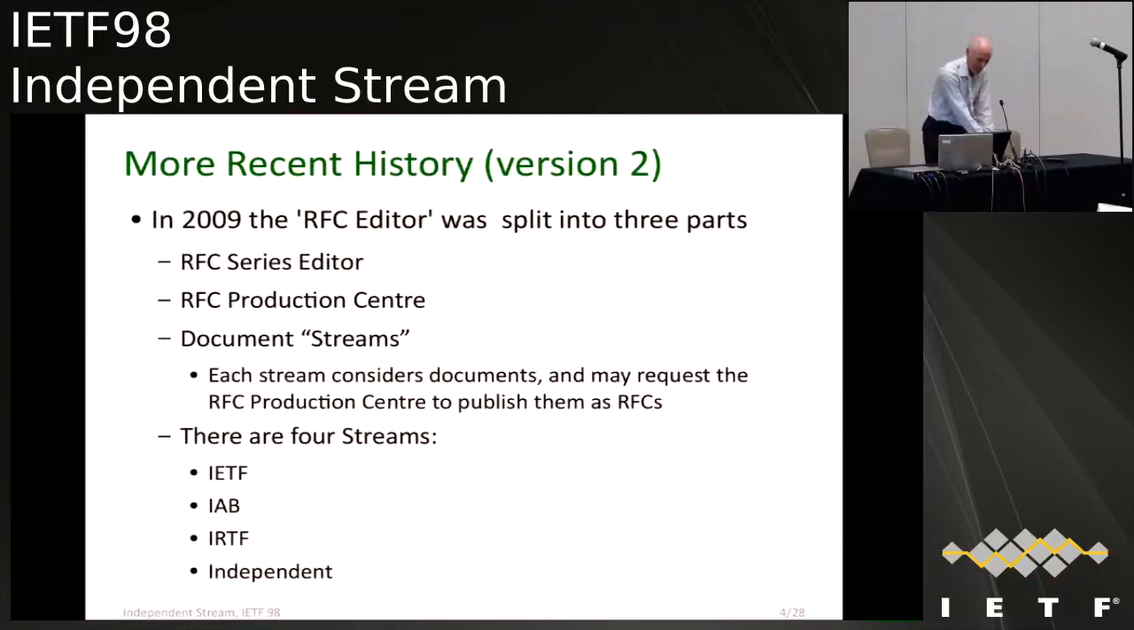So things continued about like that until about the middle of the 2000s. And by that stage, the volume of documents being sent to the RFC editor got bigger and bigger. So at about that stage, the IAB stepped up to it and basically took over the high-level oversight of the RFCs. They took what had been the RFC editor and split it into three parts.